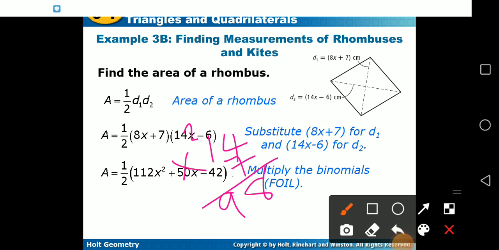I want to write this for you guys because this is important for how to solve this one. 8x multiplied by 14x gives me 112x to the power 2. Okay, this is the first one. Then I finished the first part. I will go to the second part. The second part here is 7. 7 multiplies 14.